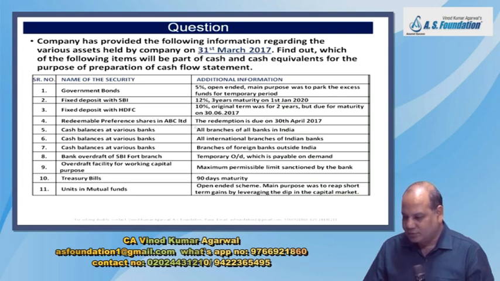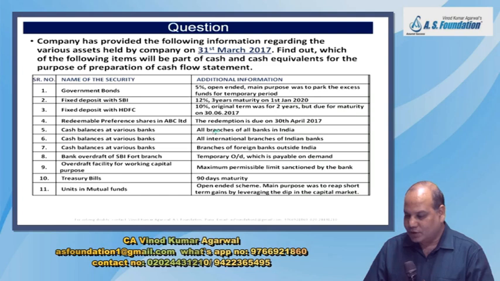Redeemable preference share in ABC. The redemption is due on 30th April 17. So you write, can be treated as cash equivalent if the maturity on the date of acquisition was less than 3 months. You have to write a balanced answer. Again, revise your answer in the notes: can be treated as cash equivalent if the maturity on the date of acquisition was 3 months or less than 3 months.